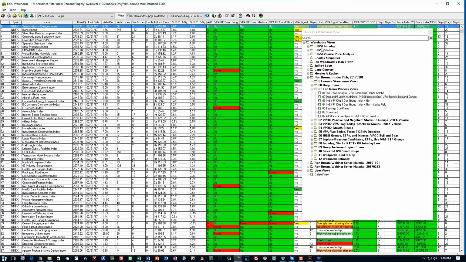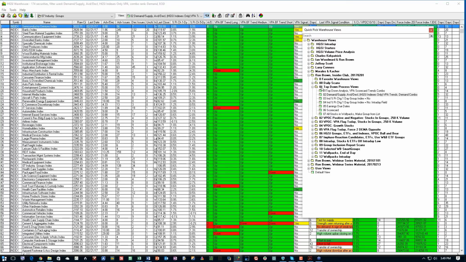Now I'm going to go into some of these other views. These are the views, though, that I use every day. And why? Because they give me great insight into what's going on in the market. I use these views, and I also use the smart groups. There are some smart groups in there called stocks and groups moving to the upside and the downside, and they also show rotation.